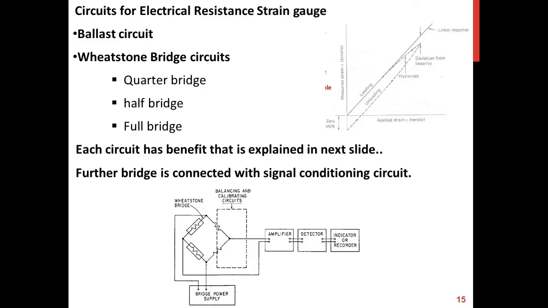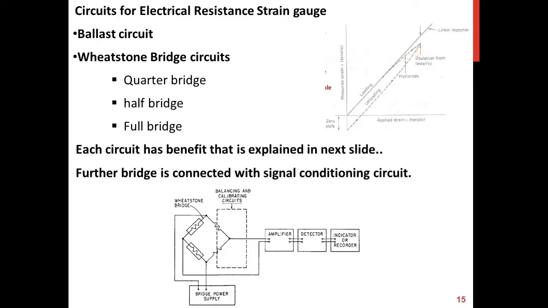Here we have the applied strain, the strain actually applied, and its measured strain by some instrument, by some sensor. Actually the response should be linear, but we got a non-linear curve as shown by the dotted line. There is a deviation from linearity. This non-linearity may be due to the main factor called temperature, that may be compensated by certain strain gauge techniques by using the dummy gauge with the active strain gauges, discussed in the later slides.